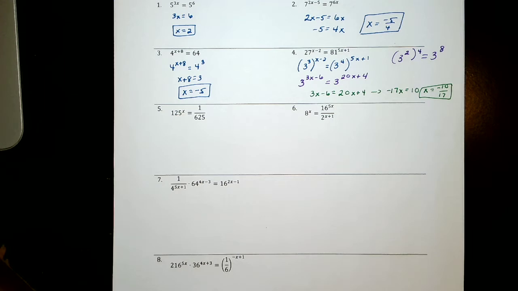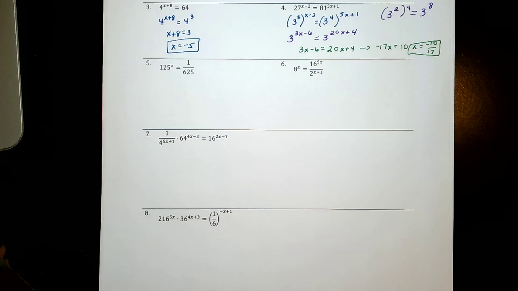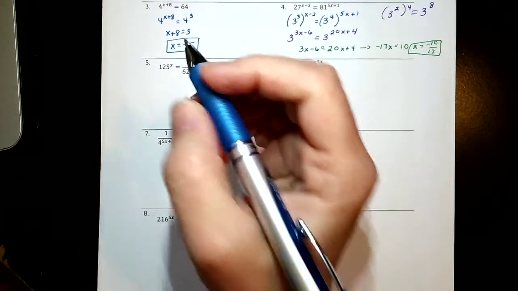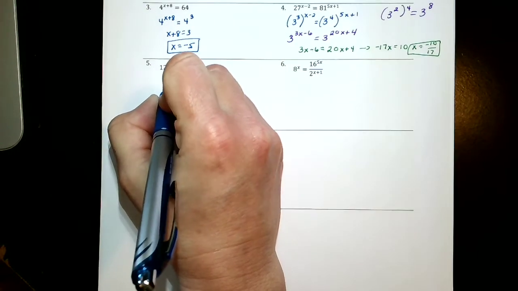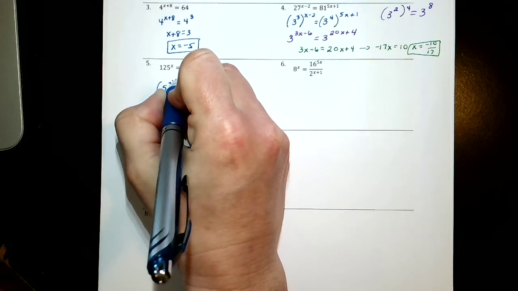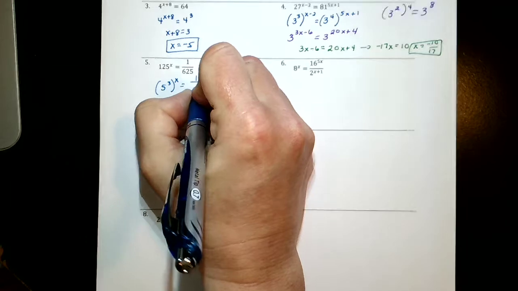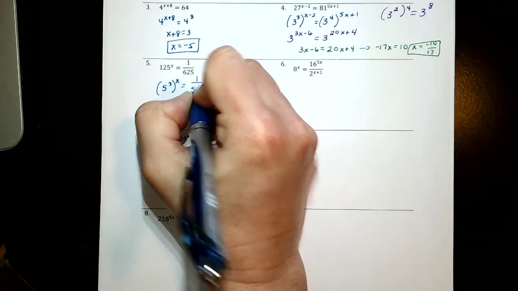Okay, so let's take a look at number 5. We have 125 to the x and 1 divided by 625. Well, I know that both of these numbers can be rewritten as a power of 5. 125 happens to be 5 to the 3rd, still being raised to the x. And 625 happens to be 5 to the 4th.